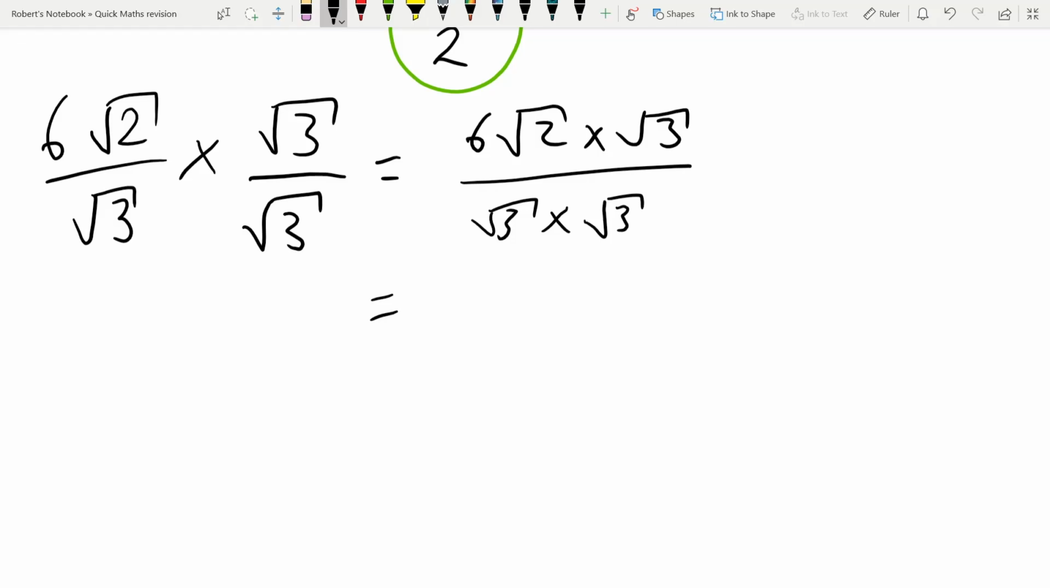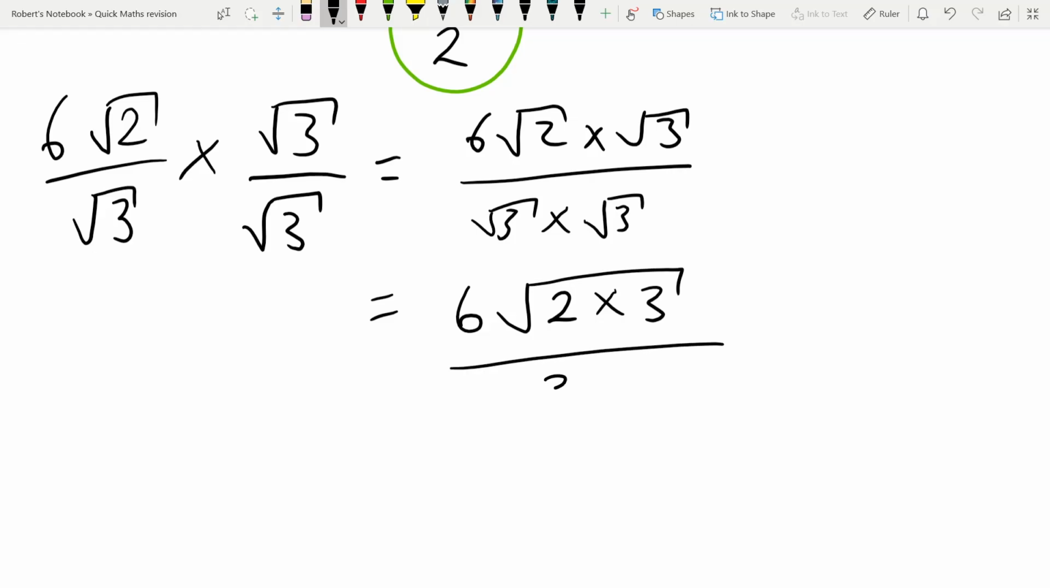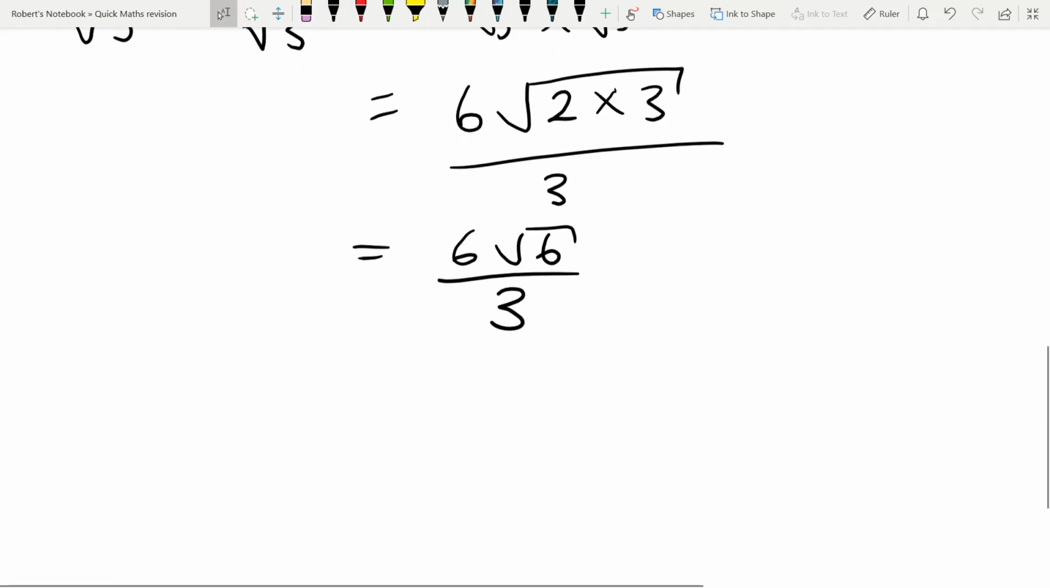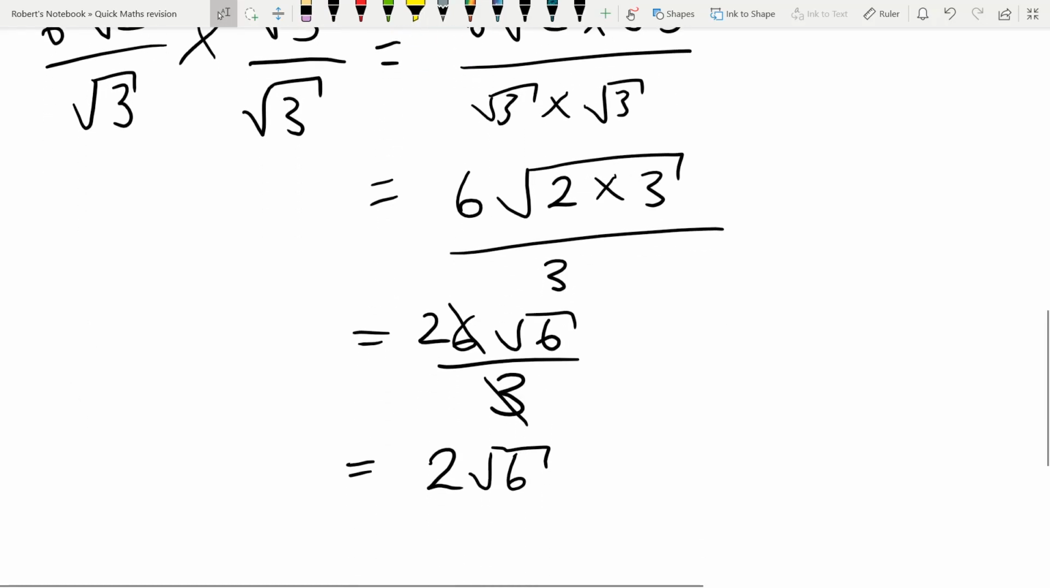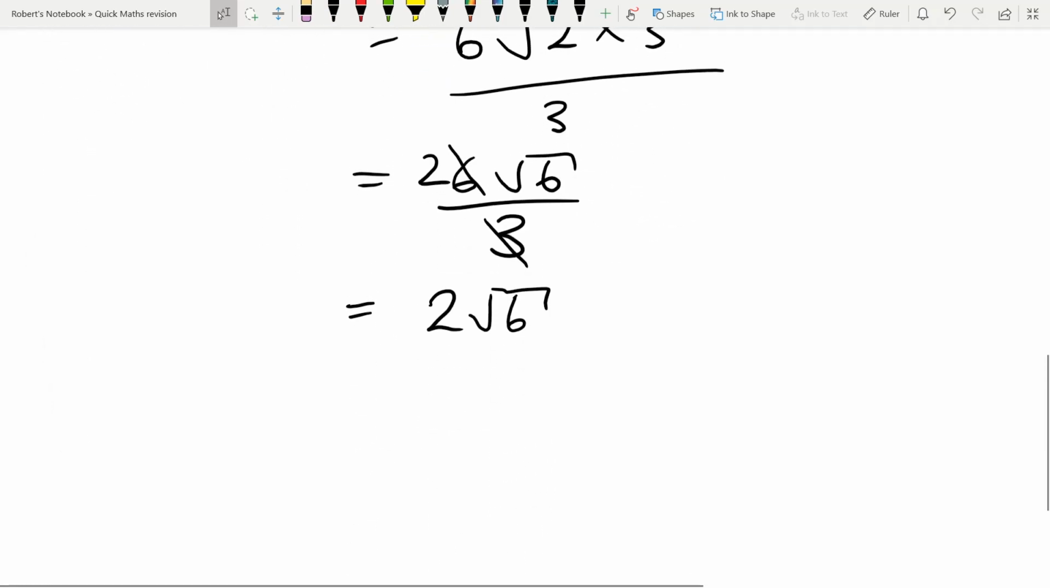Then we'll use our method from last time, combine that, and root 3 times root 3 is 3. And then we're going to have 6 root 6 over 3. So what you'll see is we've got a whole number on the bottom, but we can simplify this further, make that into a 2, and the answer is going to be 2 root 6. So that's a considerably nicer form than 6 root 2 over root 3. We've just got 2 root 6.